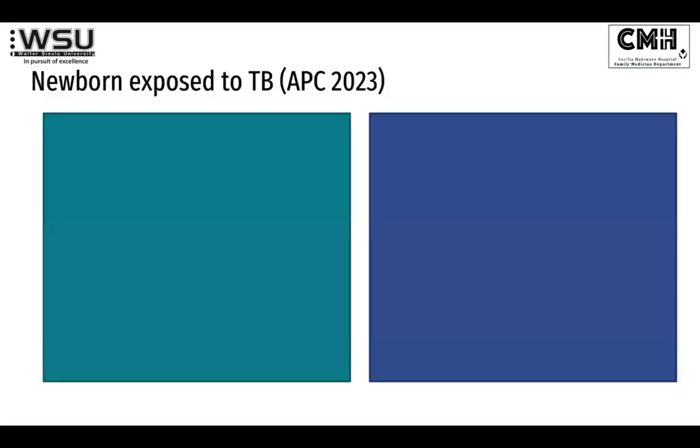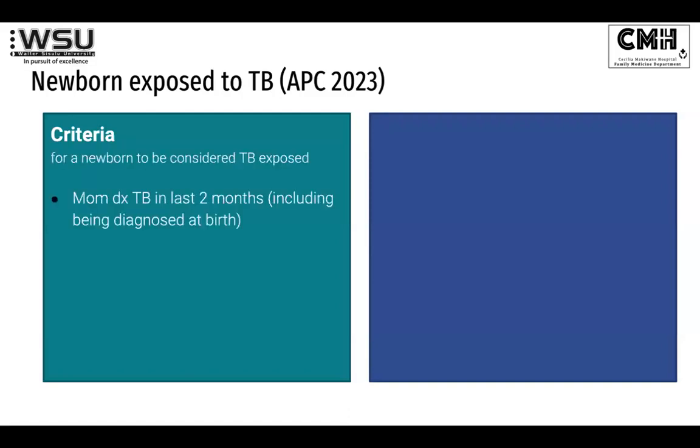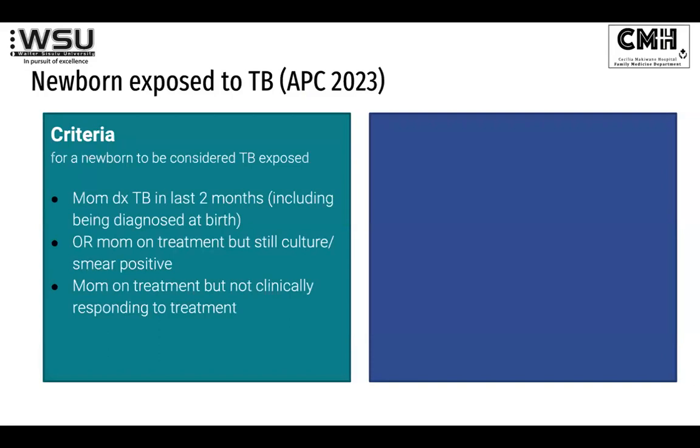So if we now look at contacts, we can start off with the newborns. And there's a very specific definition of how we define a newborn as having been TB exposed. So it is anyone where the mom of the baby has been diagnosed with TB in the last 2 months, including obviously if she was diagnosed at birth, or the mom is on TB treatment, maybe for longer than 2 months, but there's a recent positive culture or smear in the notes, or you've got a mom on TB treatment who's actually quite sick.